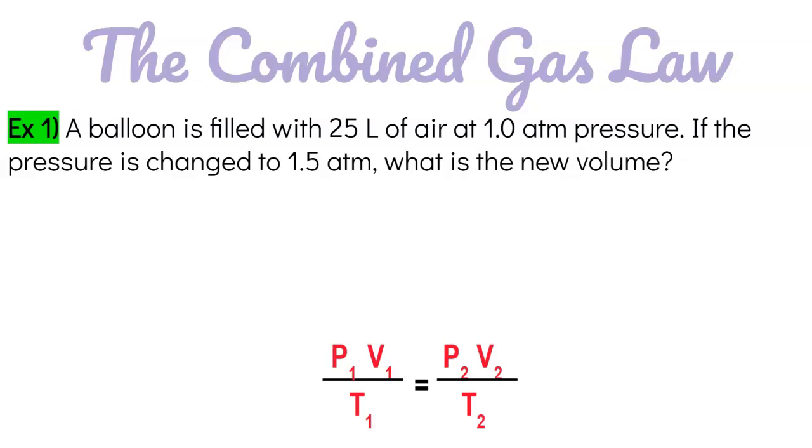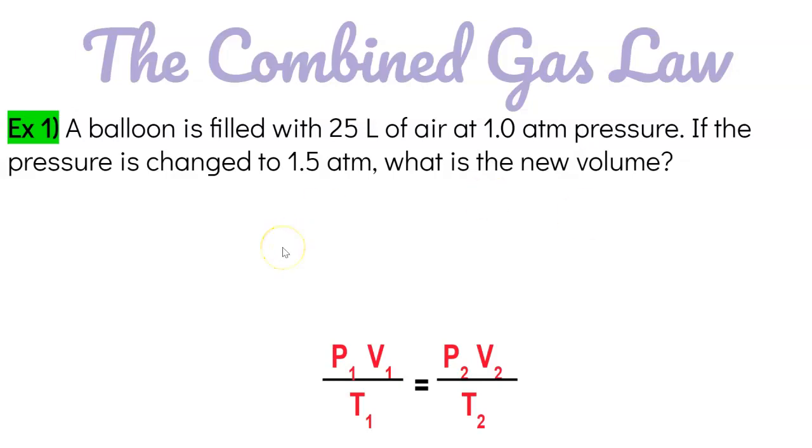In your assignment today, the standard variables are going to be at the top of your assignment, but you also want to make note that standard temperature and pressure is 273 Kelvin and 1 atmosphere of pressure. So it says if the pressure is changed to 1.5 atmospheres, what is the new volume?